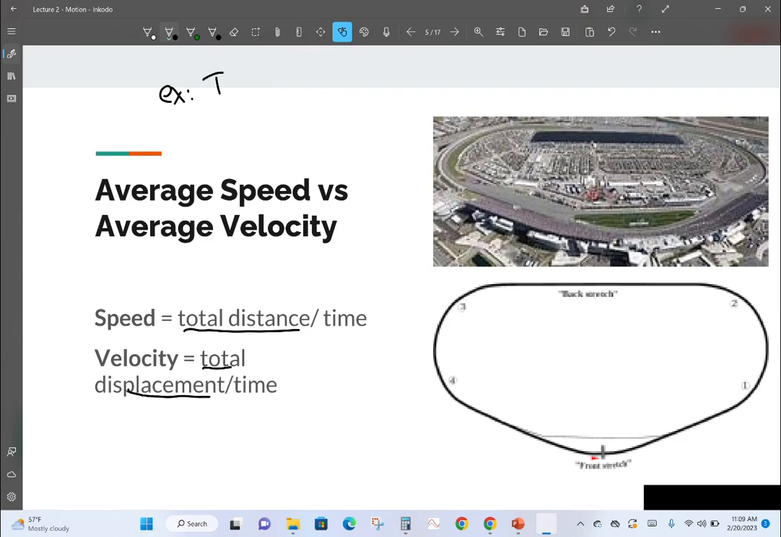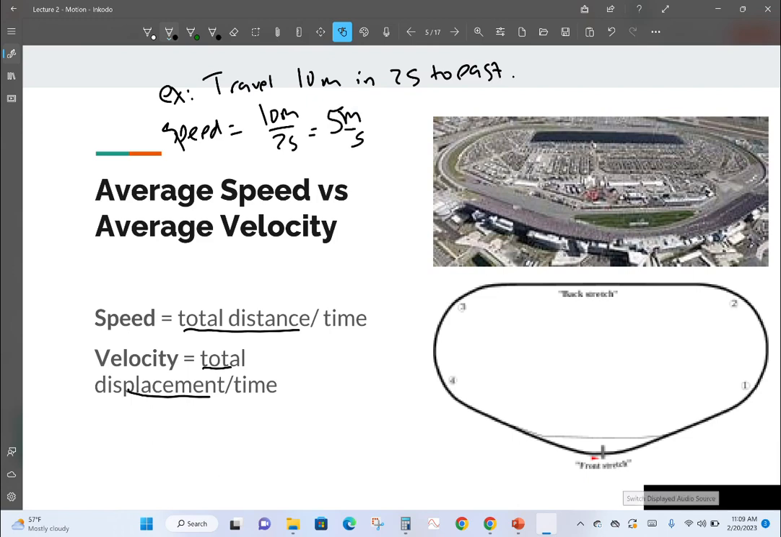For example, if I travel 10 meters in 2 seconds to the east, my speed would just be 10 meters divided by 2 seconds, or 5 meters per second, my average speed. My average velocity would be my displacement, which would be positive 10 meters in 2 seconds, or positive 5 meters per second, or I could write 5 meters per second to the east.